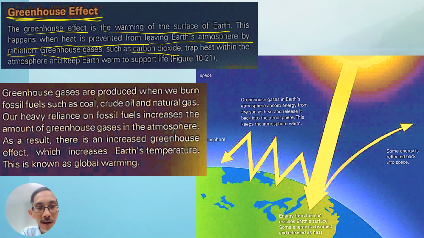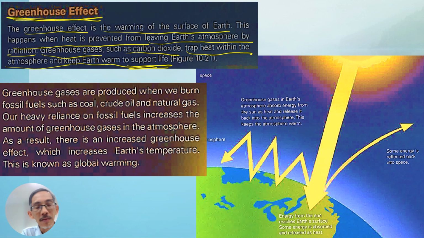And what does this carbon dioxide do? It actually traps heat within our atmosphere. It doesn't let this heat be released into space. And by trapping more of this heat, our Earth becomes warmer. It becomes warmer, and this has very serious consequences, especially to life on Earth.